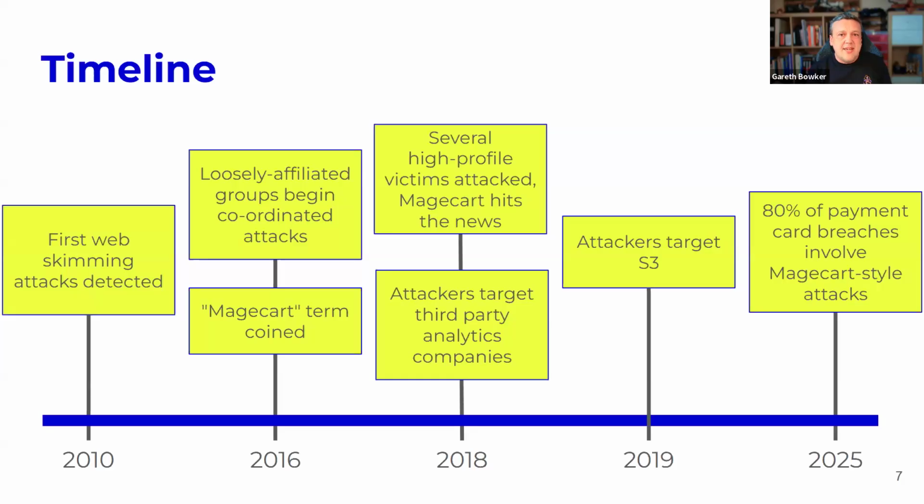And in 2018, there were attacks against, I think it was Social Plus was one of them, Inventor was another, and they compromised somewhere in the region of 800 e-commerce sites just by targeting those web analytic providers.